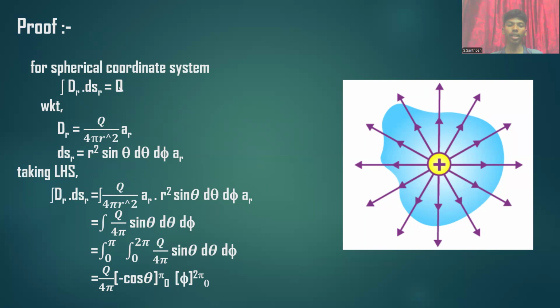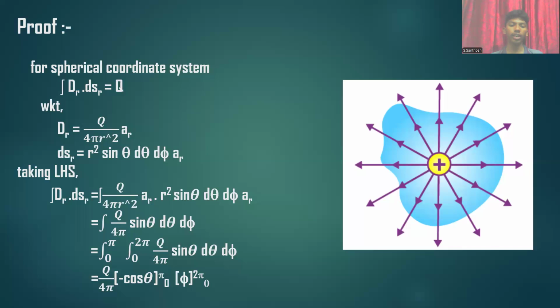Because both the directions are the same, that is a_r cap and a_r cap, it's going to be 1, and then r square and r square will get cancelled. So we remain with the integral of Q by 4 pi sine theta d theta d phi. Applying the limits for theta and phi, we get the integral of 0 to pi and the integral of 0 to 2 pi of Q by 4 pi sine theta d theta d phi.